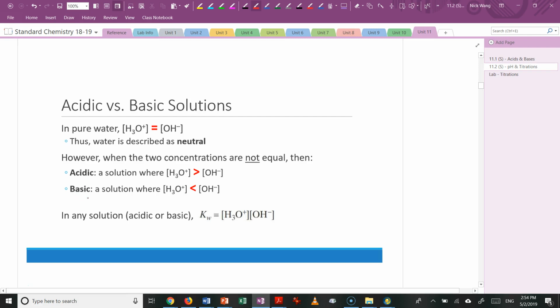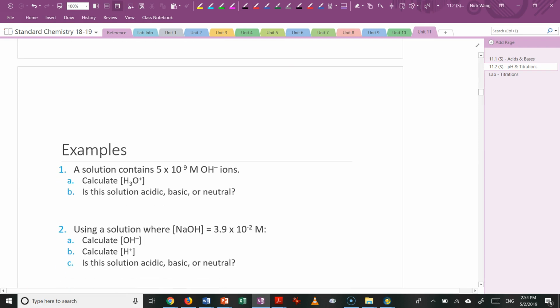On the other hand, if it's basic, that means the H3O plus concentration is less than OH minus. Ultimately, regardless of the relationship, greater than or less than, if you take those two concentrations and multiply them by each other, they should always equal that Kw, which, as a reminder, you should first of all memorize, but also it's always going to be 1 times 10 to the negative 14th power.